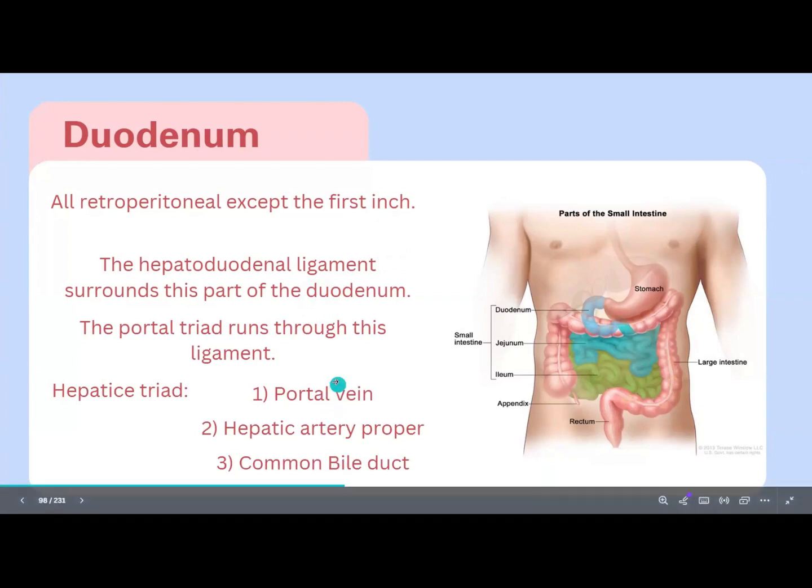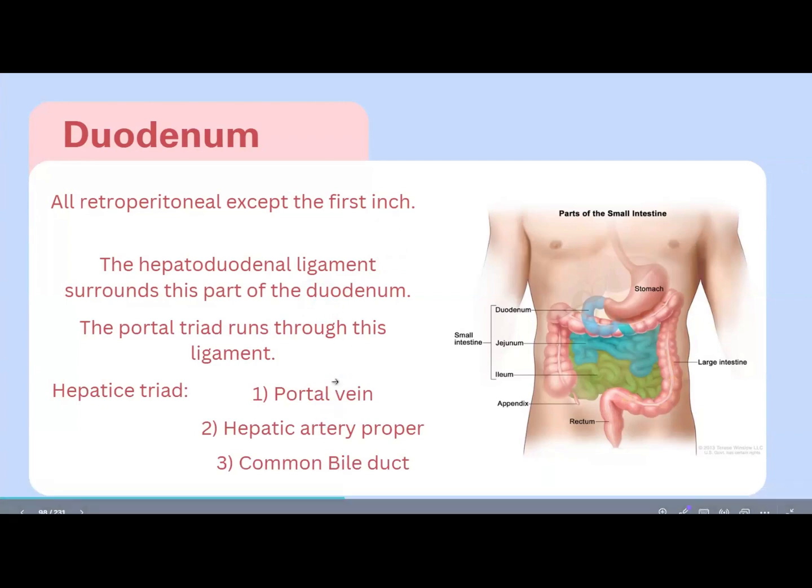The mnemonic you already memorized is VAD, from posterior to anterior. If I ask you for the hepatic triad from right to left, what mnemonic would you give me? DVA, exactly. From right to left, it will be the common bile duct, the portal vein, and the hepatic artery proper.